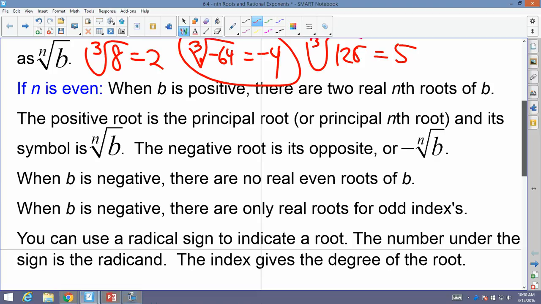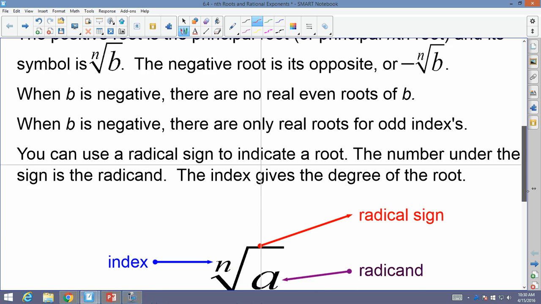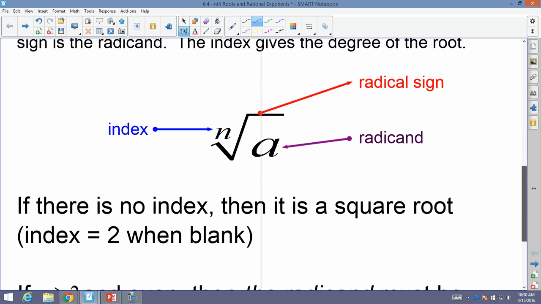You can use a radical sign to indicate a root. The number under the radical sign is the radicand, and the index gives you the degree of the root, which I already described, but it's nice and pretty here for you. You have to know this. If you do not know this, you cannot go forward with any type of word problems or description. They're going to ask you for patterns, and if you don't know the definitions, the words, the vocabulary, you will not know how to do this.